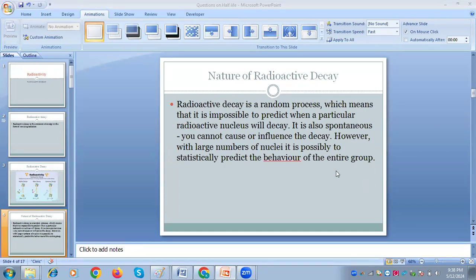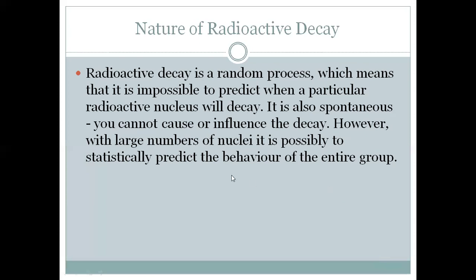Now let us have some more discussion on the nature of radioactive decay. It is a random process. It means we cannot predict which atom will decay and when. When will a particular atom decay, and which atom is going to decay now? So it means there is randomness in space and time.